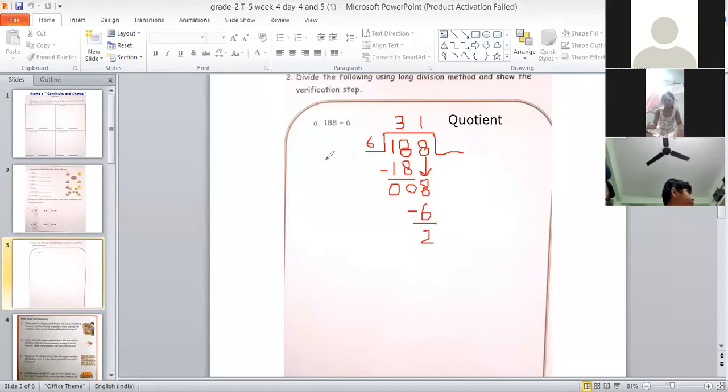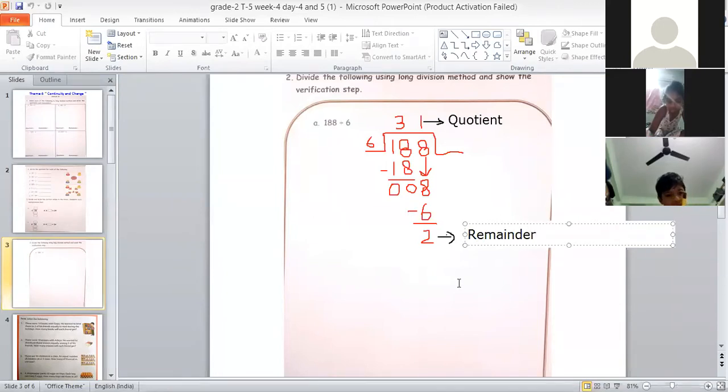Okay, so 31 is the quotient. You will write 31 is the quotient. You can make an arrow just to identify it clearly that 31 is the quotient. Now what is 2 here? 2 is the remainder here. So you will write remainder beside this 2. Yes, children, you have to write this and please write the correct spelling. Okay, so 2 is your remainder.